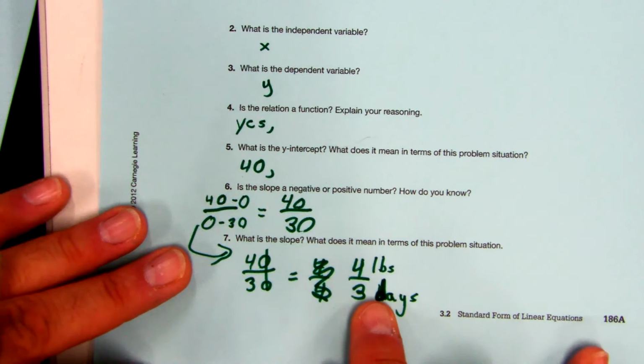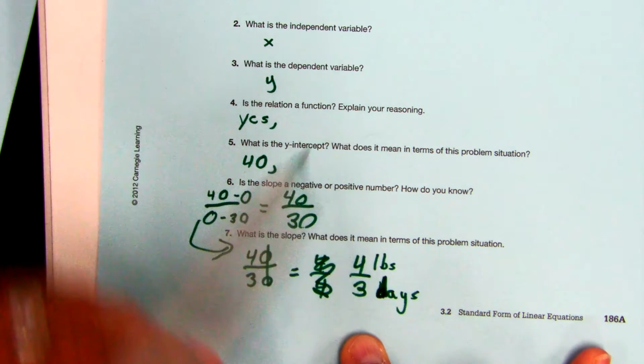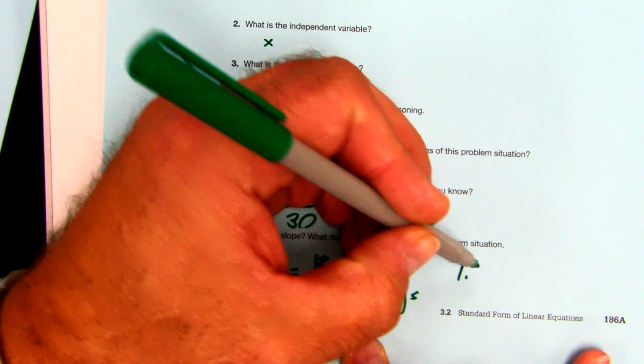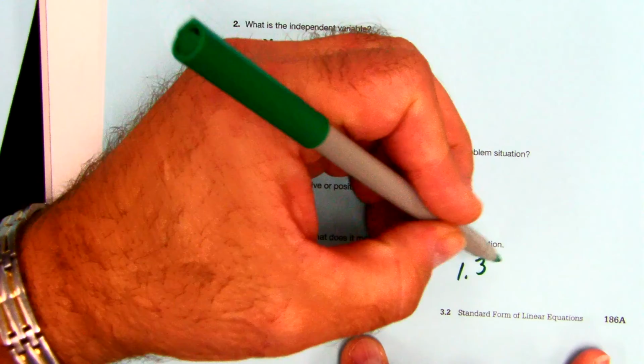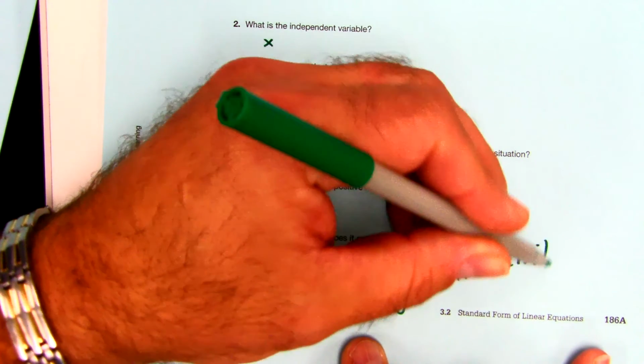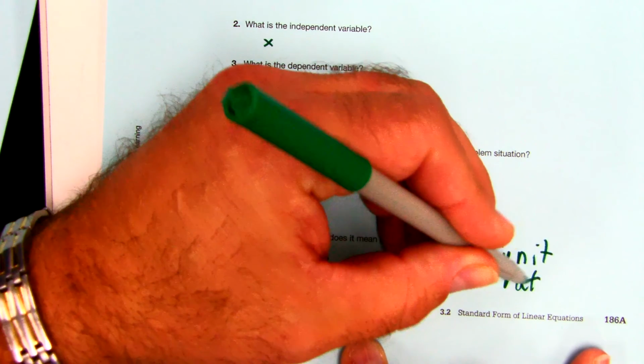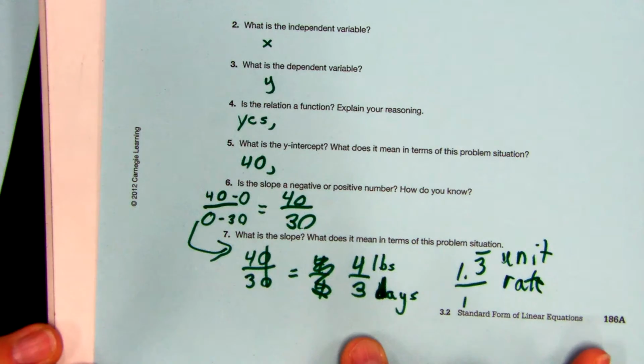Now, if I wanted a unit rate, I'd have to actually divide 4 divided by 3, and I'd get 1.3 repeating. Okay, that would be the unit rate. But they didn't ask for the unit rate. But that's what a unit rate would be. Because that would be per day then. Okay, that's why you do the division problem, so you get the per day.